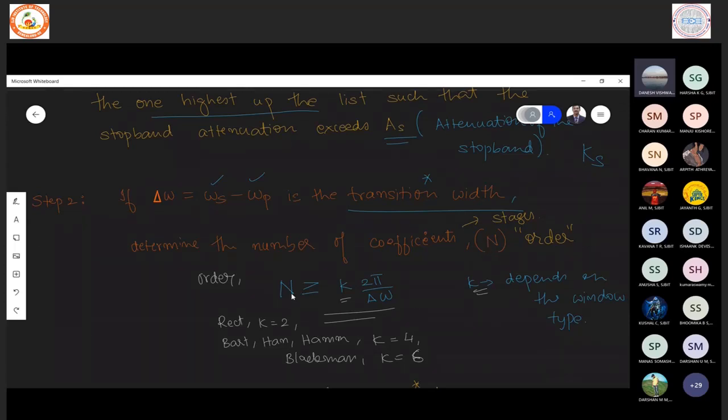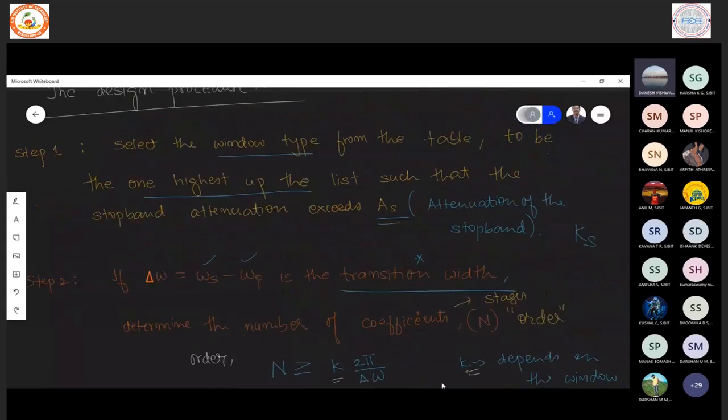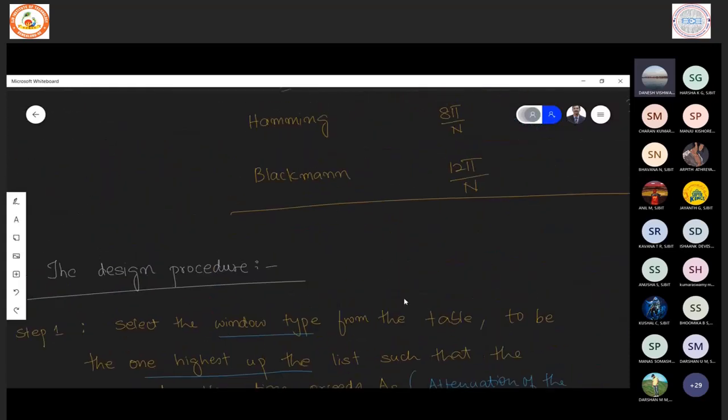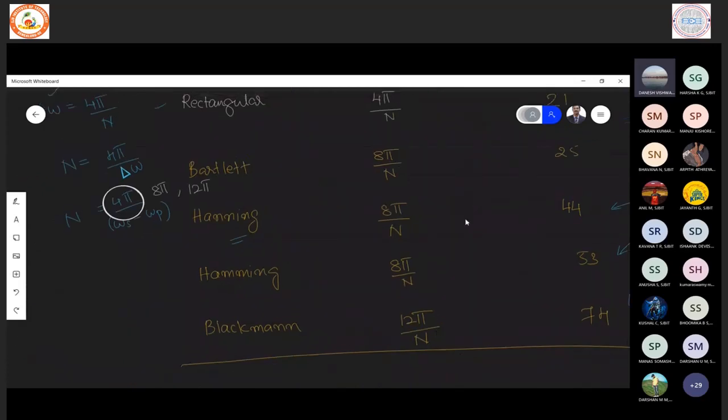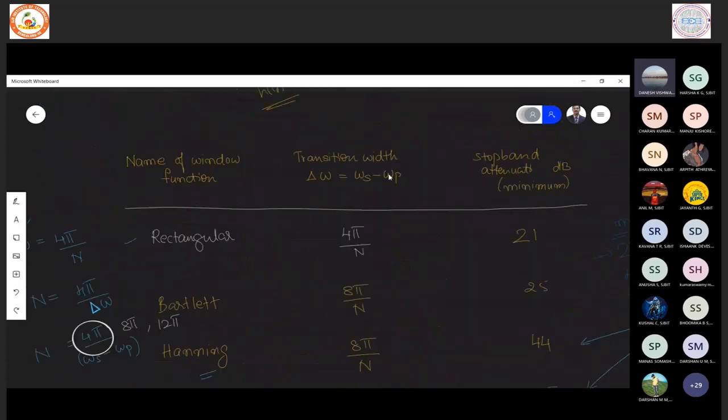How can we find the order? We have seen the table, and the table clearly said that delta omega equals omega s minus omega p, which is equal to 4 pi by N for rectangular. If you know delta omega, can you not find the order? You definitely can, because you know here clearly that delta omega is equal to this. You know delta omega. Pi is a constant. Can you not find N? You can. So this way you can calculate the order.